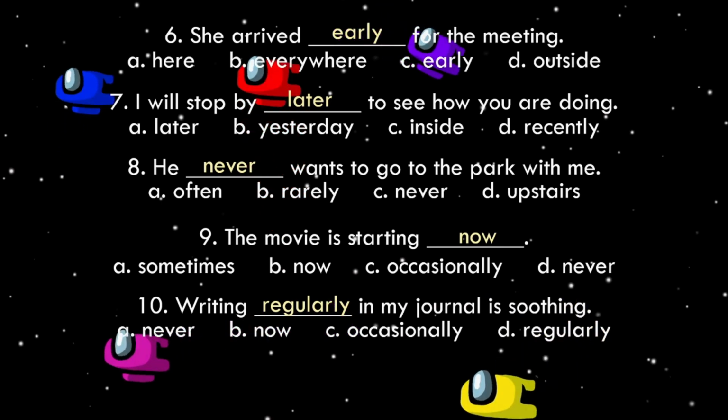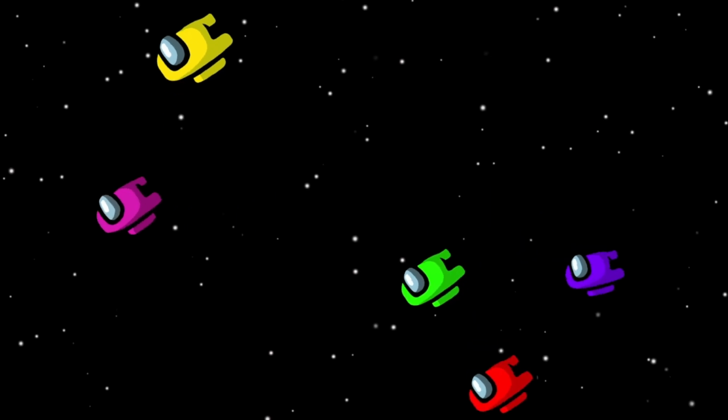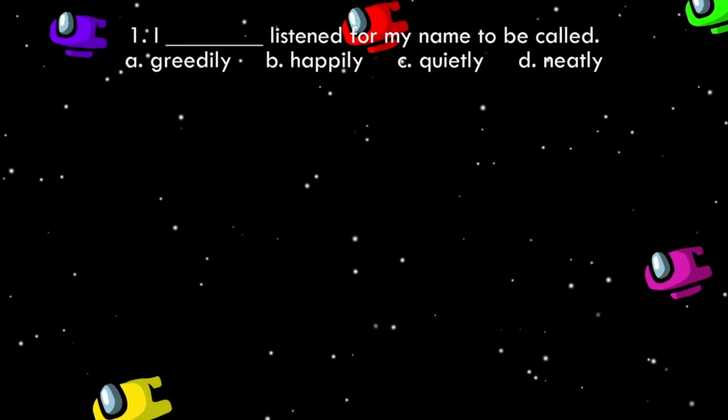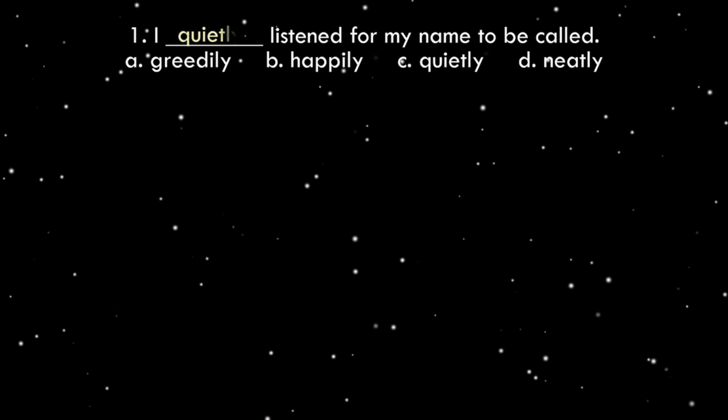Choose the letter of the correct answer. Number 1. I blank listen for my name to be called. What do you think is the correct answer? Is it letter A, greedily, B, happily, C, quietly, or D, neatly? That is correct. The correct answer for that is letter C, quietly. I quietly listen for my name to be called.